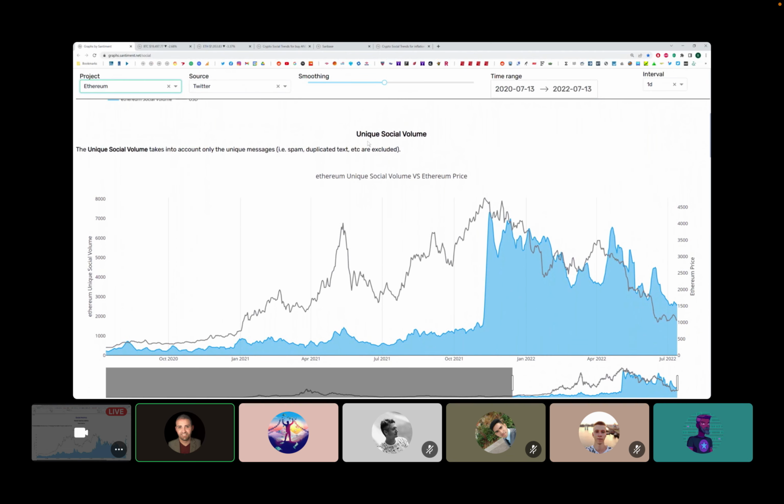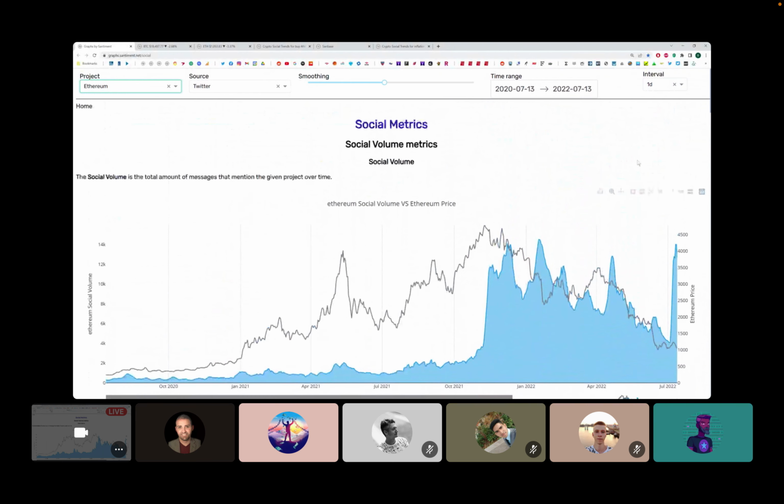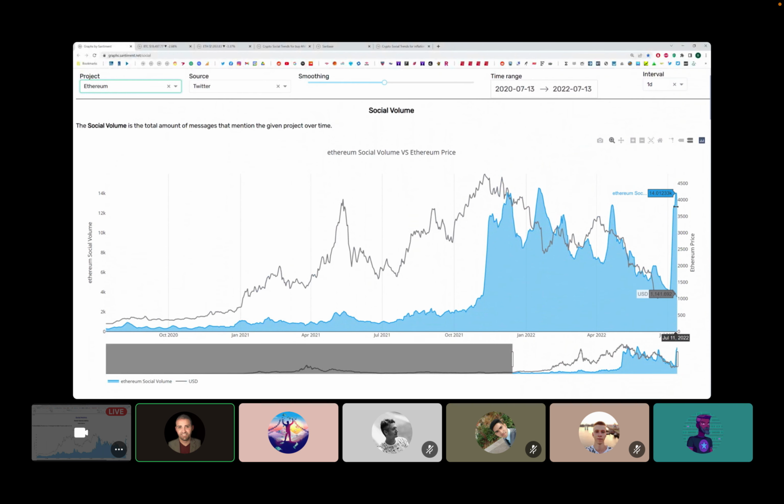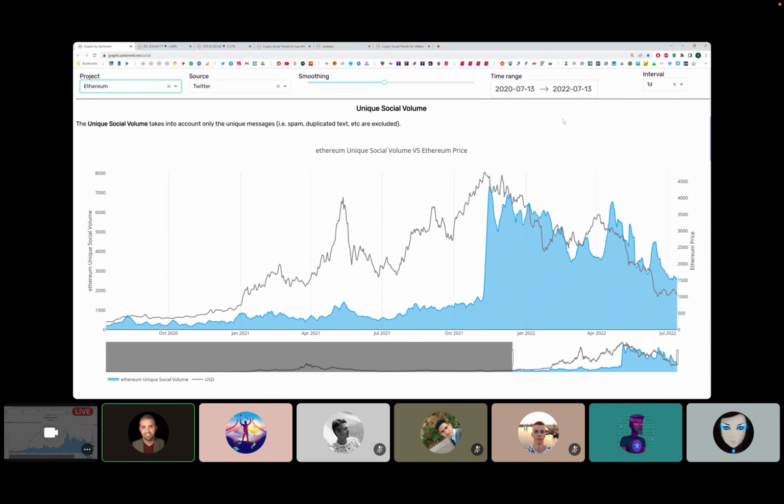So we also have unique social volume while we're sitting here on Ethereum, and it basically looks at only the unique messages. So let's say one account on Twitter is discussing Ethereum, with 10 messages a day or 10 different posts. Normally on social volume, that's going to show up 10 different times, as you'd expect. Every single mention, regardless of the handle, counts as a mention. But here, we're only counting one mention.